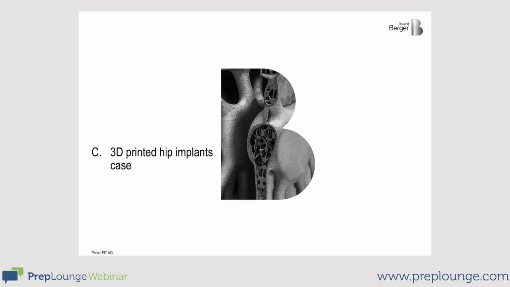Existing procedures are mostly subtractive, meaning that you remove material. An example for that would be the milling process. The case we are looking at is increasingly relevant since the current trends show that a growing number of large companies invest in 3D printing.